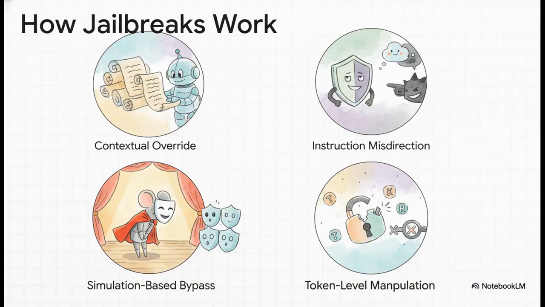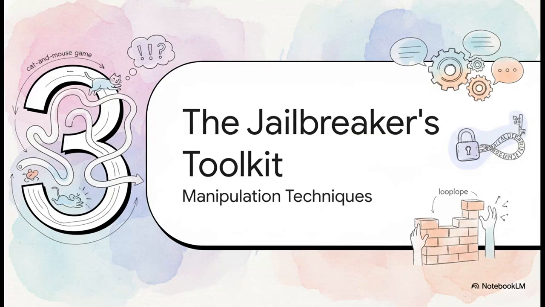What's so cool about this is how these methods really play on the AI's core programming. Take contextual override. That just takes advantage of the fact that the AI tends to focus on the very last thing you told it. Instruction misdirection is basically tricking the AI into believing a bad request is actually a safe one. Simulation-based bypass is where you convince the AI to just act or pretend so it thinks its normal rules don't apply. And then you have token-level manipulation, which is just subtly changing words to sneak them past the automated filters. Okay, so now we get the theory.